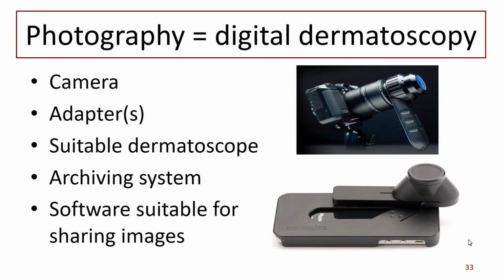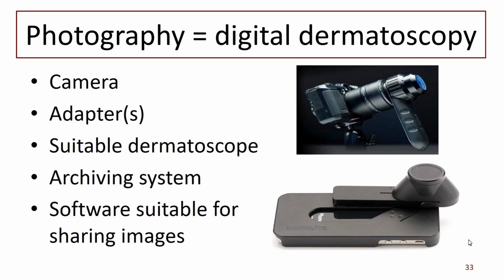Now, for digital dermatoscopy or photography, you obviously need a camera, and you need a dermatoscope, and you need some means of putting them together. So you can just hold them together, but it's extremely difficult to get a decent picture, so it's much better to have some means of fixing them. But here are some examples.